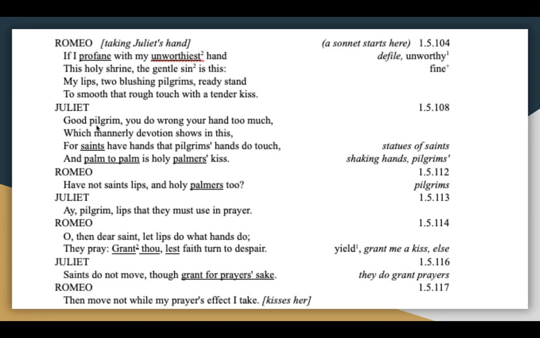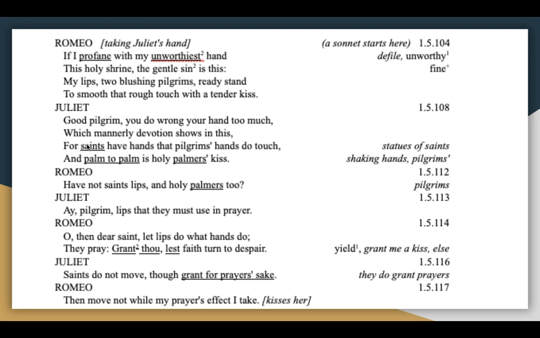And then Juliet says, good pilgrim, you do wrong your hand too much, which mannerly devotion shows in this. So you're thinking too badly of your hand. Don't criticise your hand too much. What you do is fine, I'm happy with it. For saints have hands that pilgrims' hands do touch.